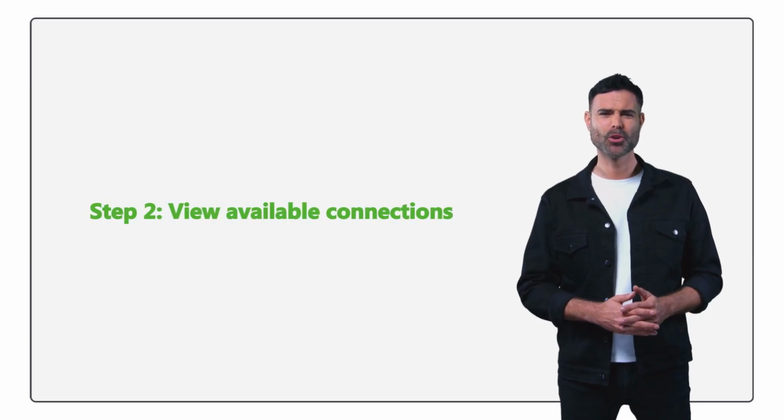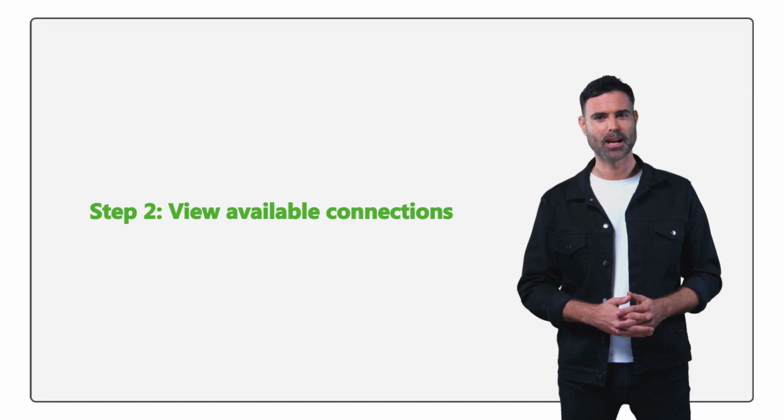Step 2. View available connections. Use the List Connections endpoint to retrieve all available connection objects in your environment. This helps you understand the universe of connection options available for binding.